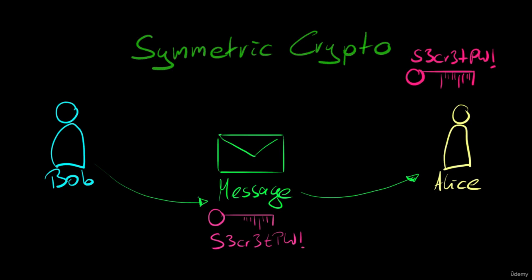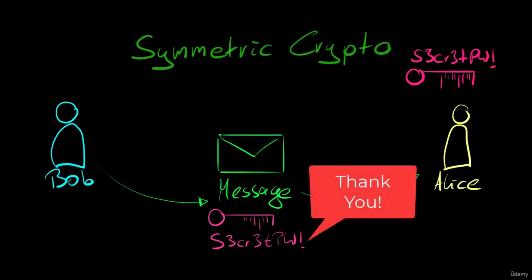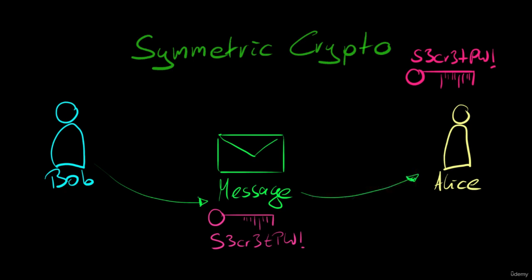Why? Because we cannot simply send the secret over to Alice over the wire. An attacker would immediately get this password and could also decrypt this message afterwards. So therefore we need some sort of asymmetric cryptography. We have already talked about this, but nevertheless, let's recap it here real quick.